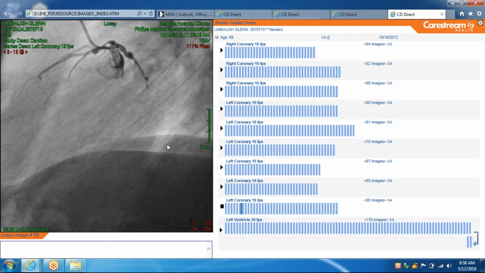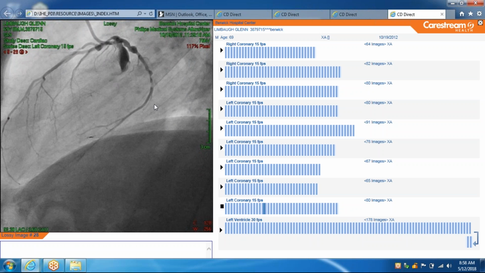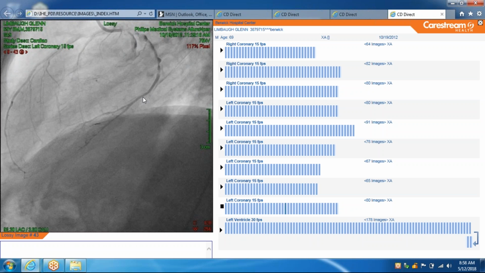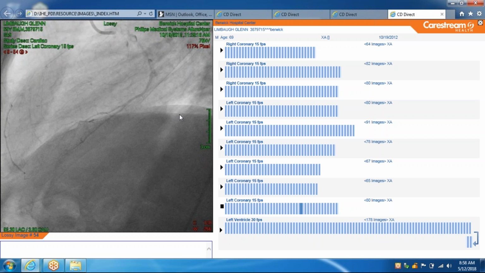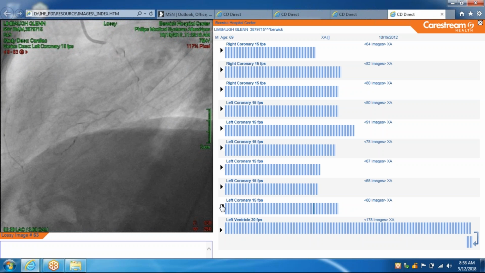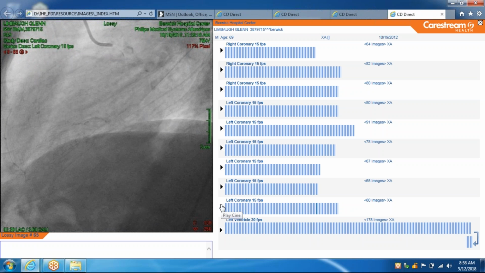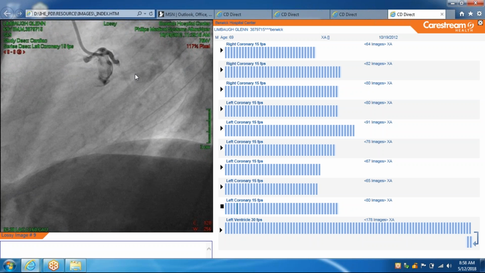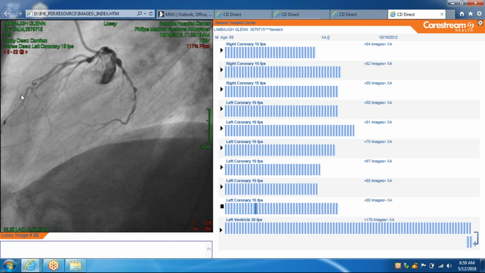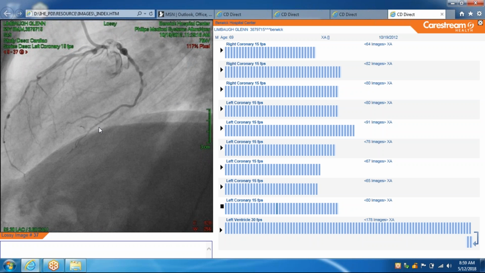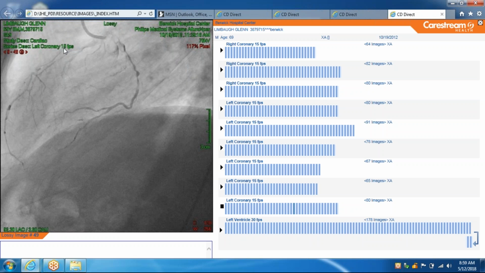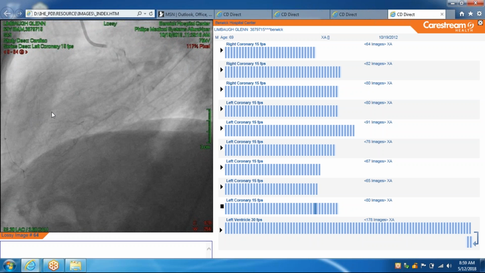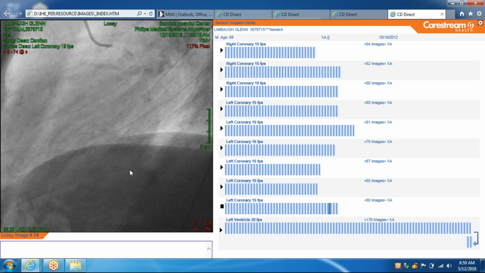This is a left lateral view, the so-called left lateral. The camera is almost 90 degrees lateral, and you basically want to see the LAD. And this is a circumflex over here. You can see the LAD loops around the apex of the heart. This wasn't particularly a great view.